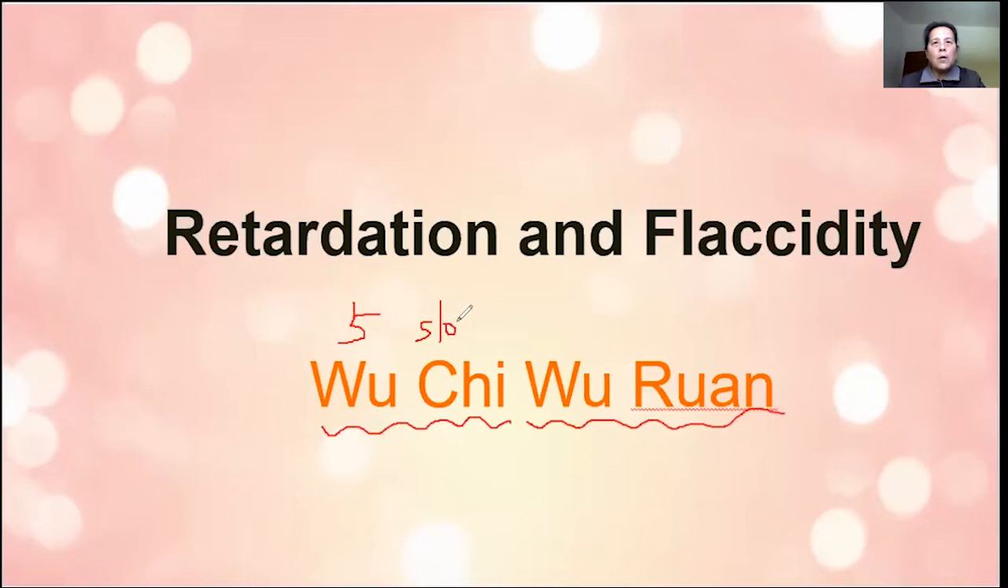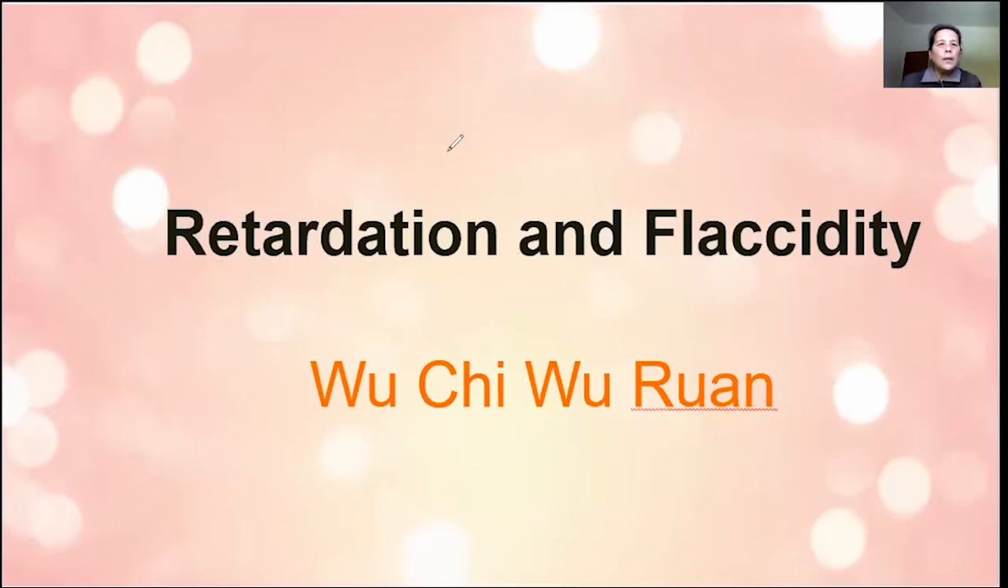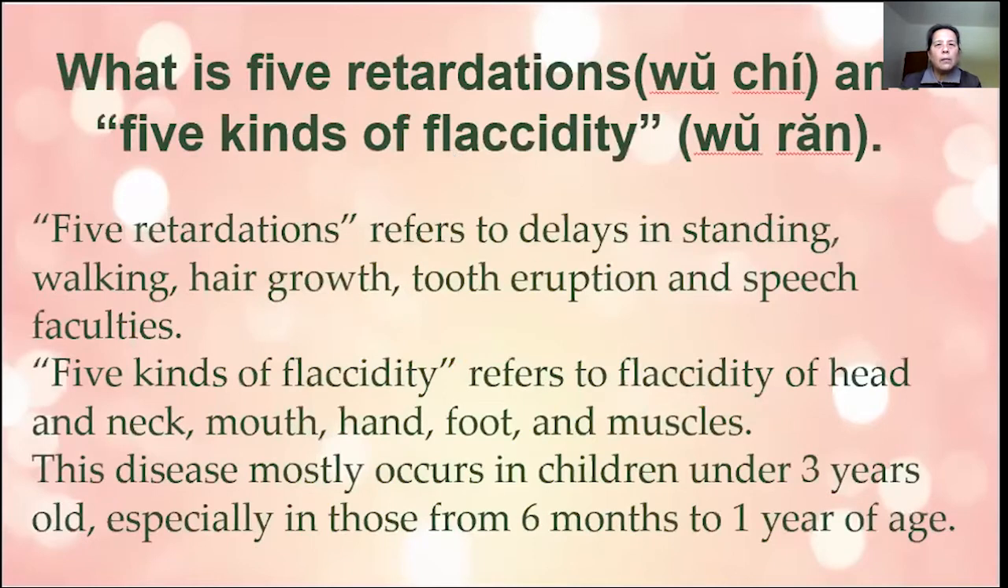So basically slow here is talking about slow body development. 五 is still 5, and 软 is softer or weaker. So 5 different kinds of slow and 5 different kinds of weaker. That's the translation into English here. 迟 still means slow and 软 still means weaker. Then let's see what kind of slow and weaker we mean here.